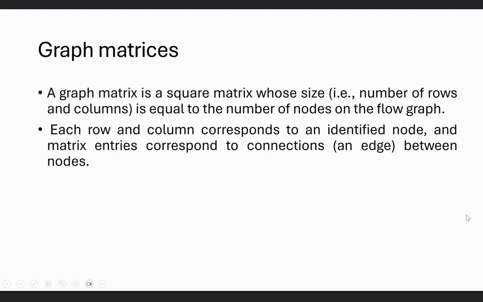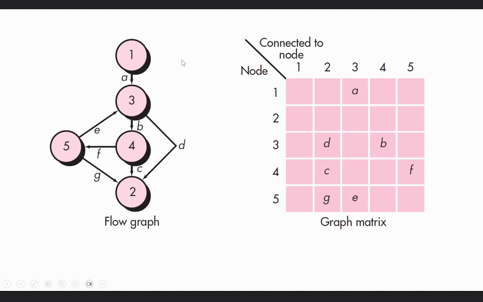So the next step is finding the graph matrix. A graph matrix is a square matrix that consists of a number of rows and columns equal to the number of nodes in your flow graph. Each row and column corresponds to an identified node, and the matrix entry corresponds to the connection between the nodes. So this is how you have to represent your flow graph as a graph matrix. For example, consider this flow graph, and it has 5 nodes, and each edge has a value. Here the node is represented here, and the connecting nodes are represented here.